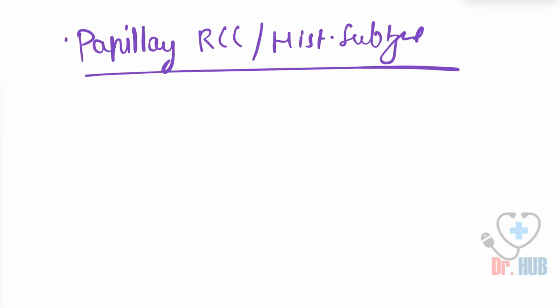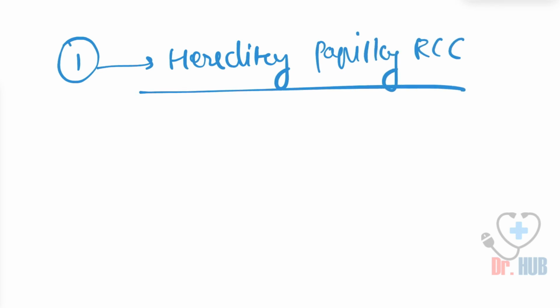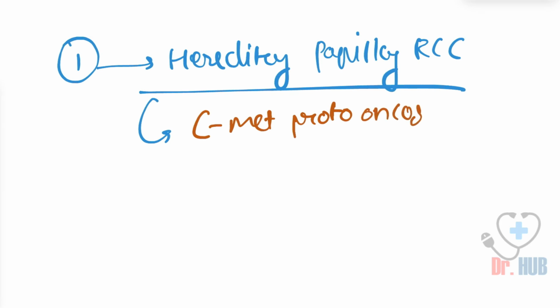Now what we'll do is we'll go back to answering our questions. So the first question we asked was, what is the gene which is involved in case of the hereditary papillary renal cell carcinoma? So here the gene involved is nothing but the c-Met, that is a proto-oncogene, at 7q31.